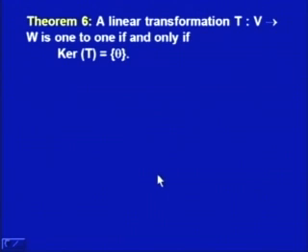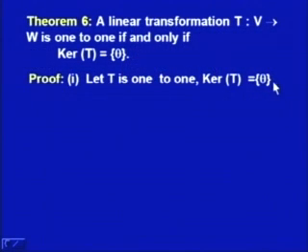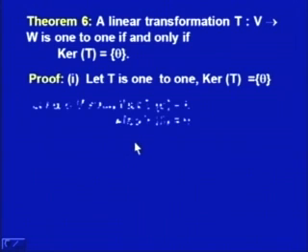Now, another result: a linear transformation is 1-to-1 if and only if kernel T is equal to theta. We have only one element in kernel T, that is the identity. Such a transformation is 1-to-1. Now, to prove this, we have to prove two parts. One is that if T is 1-to-1, then kernel T is equal to theta, and the other part is if kernel T is equal to theta, then T is 1-to-1.